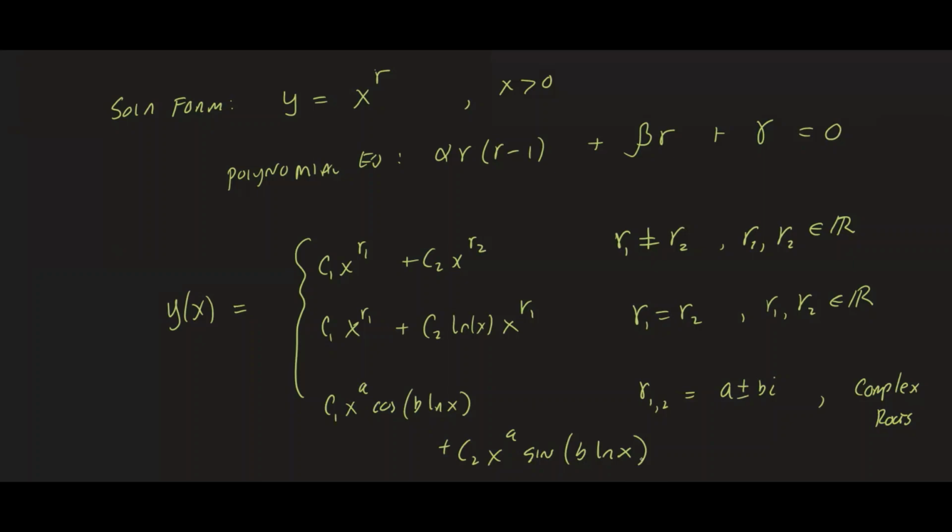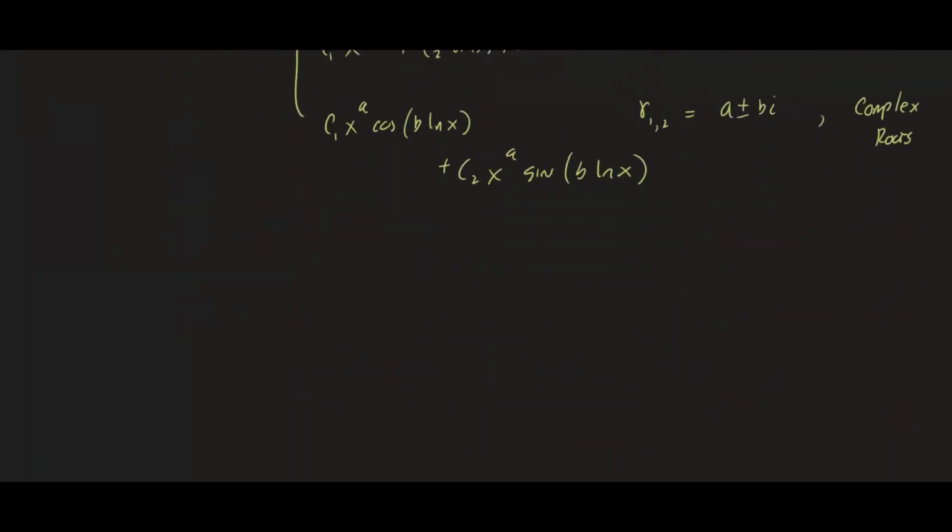All right, so let's get started and let's see how the solution will look for our first example. So here is our first example. Say we want to find the solution to 2x squared y double prime plus 3x y prime minus y equals 0. In this case, we're going to identify alpha, beta, and gamma. So alpha happens to be 2, beta is 3, and gamma is -1.